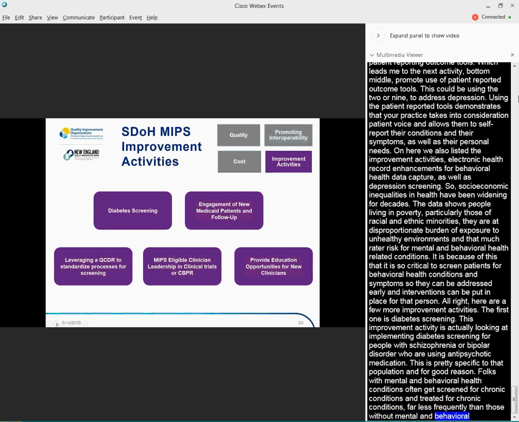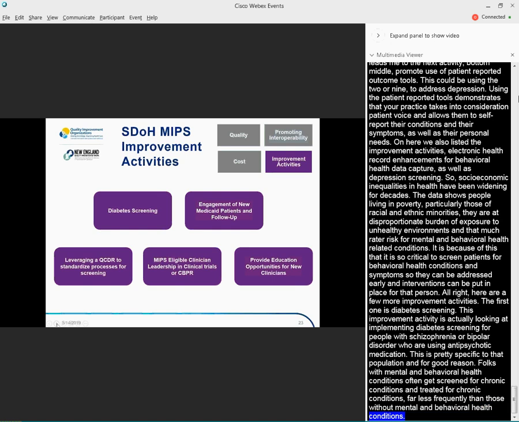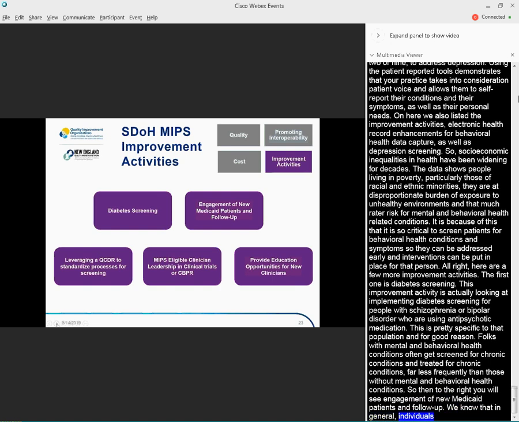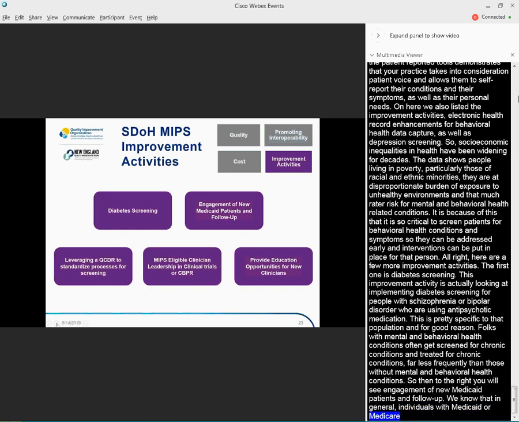So then to the right, you'll see engagement of new Medicaid patients and follow-up. So we know that in general, individuals who are insured via Medicaid or who are dually eligible, Medicare and Medicaid, often live in poverty and have decreased access to care. So attesting to this activity can help ensure that those individuals are getting the quality care that they need.